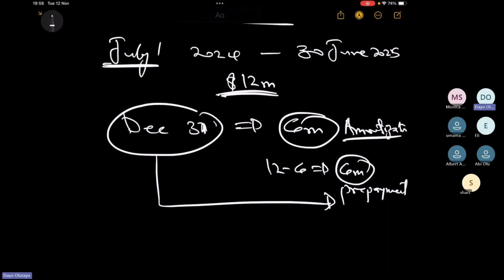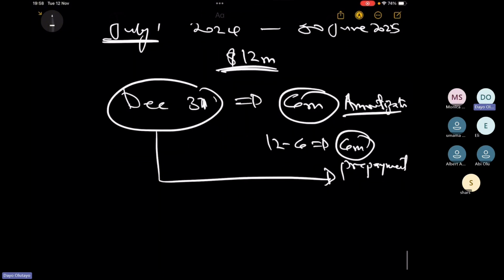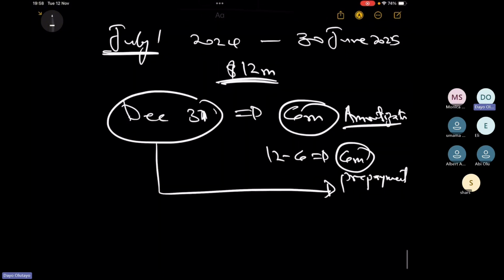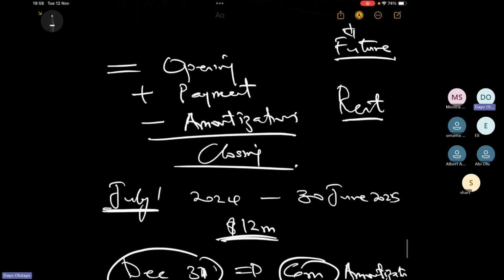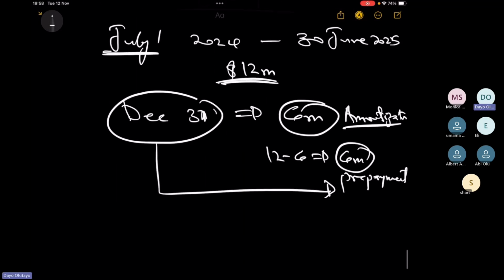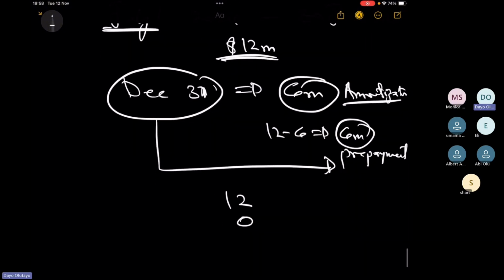If you want to do an opening movement schedule for this kind of transaction, you started with, you paid 12 million, no addition, then you amortize 6 million, and you are left with 6 million prepayment. So which means you need to audit all of this.